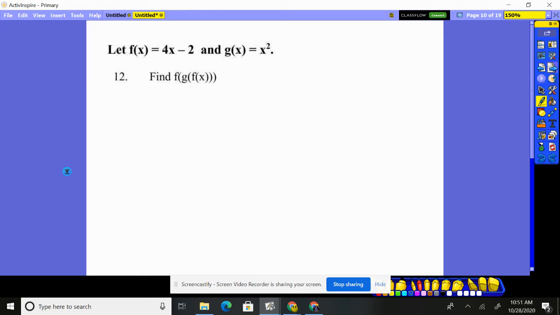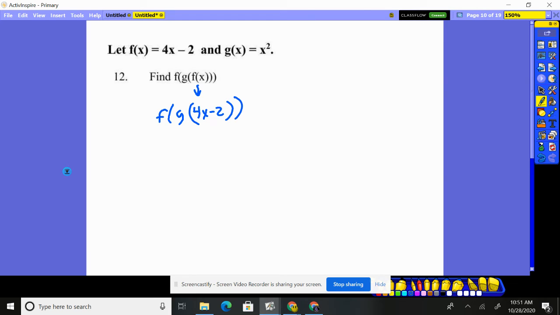And we'll finish on number 12. Ooh, got to do 3 things. So we're plugging in, get an answer, plug in, get an answer, and plug in and get an answer. Okay, well, this f of x is simply what? 4x minus 2. So we're doing f of g of 4x minus 2.